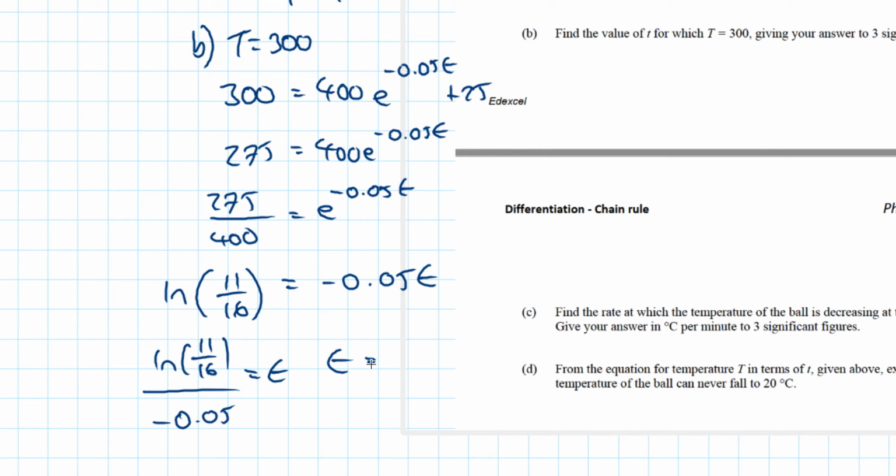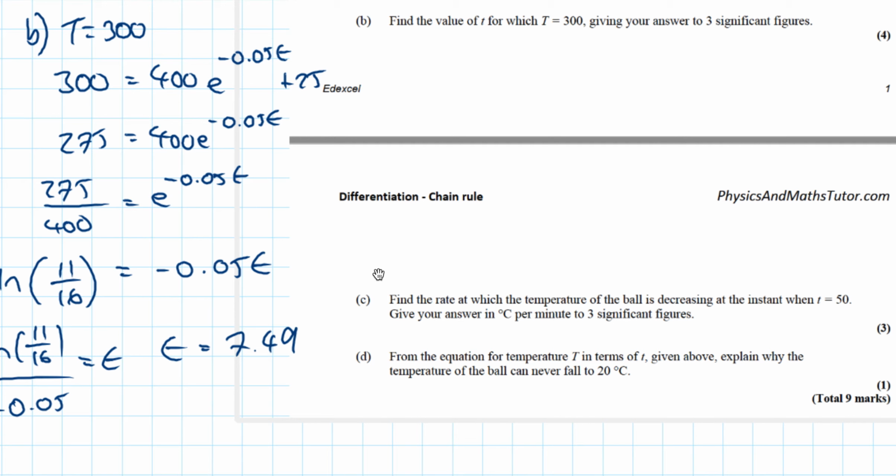So little t is equal to 7.49. And check what the answer is looking for. So it's looking for 3 significant figures, so we can leave our result as it is, 7.49.